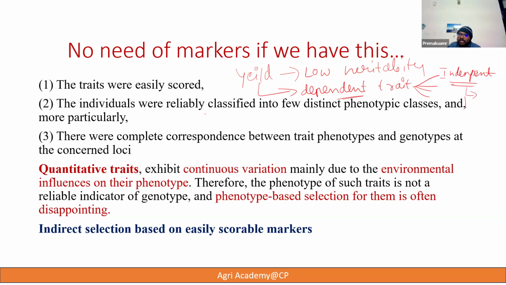Independent traits are like plant height, grain number, panicle length, the number of grains per panicle, chlorophyll content, leaf shape, leaf area. Everything is an independent trait on which our yield depends. Yield is the dependent trait, which depends on these independent traits. If we improve these traits, then indirectly we are improving the yield. This is what everyone is doing in MSc, checking path analysis, correlation analysis. We are doing all these for this only.